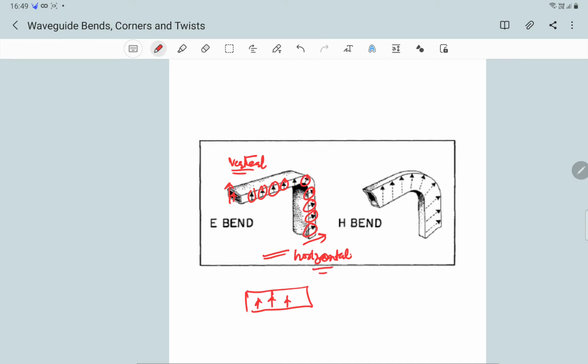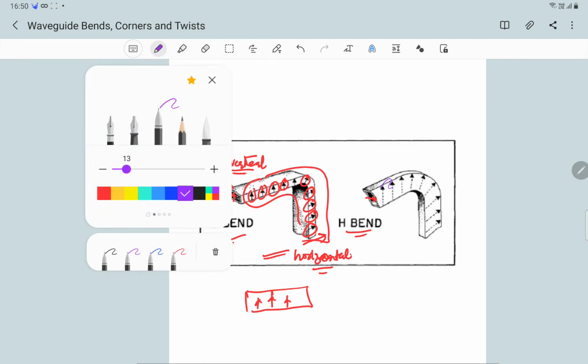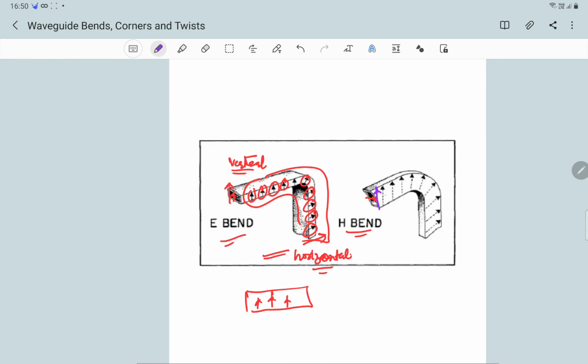But most importantly, so far as the definition is concerned, an E bend is something which distorts the electric field. And for an H bend, here the electric field would be like this and the magnetic field lines would be in this direction, as shown by these dotted lines. So as we can see, it is the magnetic field that gets distorted as the wave propagates through this bend. That's why it's called an H bend, and that's why the other is called an E bend.